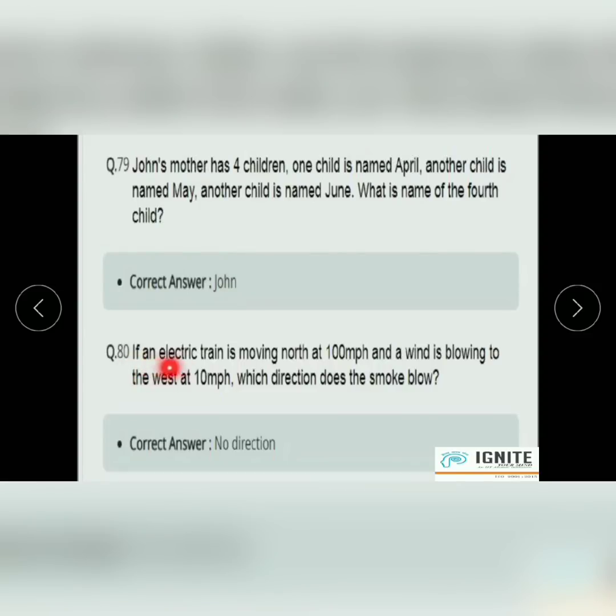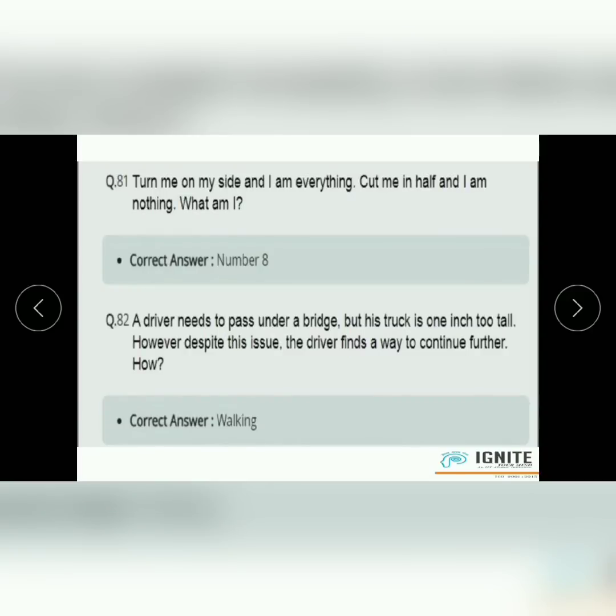Next question, if an electric train is moving north at 100 miles per hour and a wind is blowing to the west at 10 miles per hour, which direction does the smoke blow? Here it is given that this is an electric train, therefore no smoke and no direction.